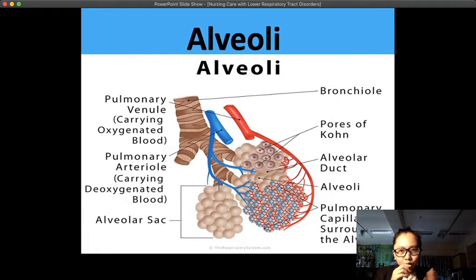So you can see that a pulmonary vein or venule carries the oxygenated blood. Red means oxygen, and blue means the carbon dioxide or the deoxygenated blood. So the oxygen goes in, and the deoxygenated blood goes out. Make sure this is clear in your mind. And then we have the pores of Kohn, and then the alveolar duct, and then the alveoli. And then the pulmonary capillaries surrounding the alveoli.